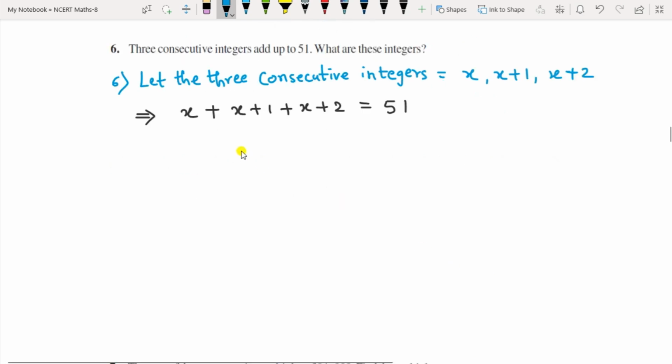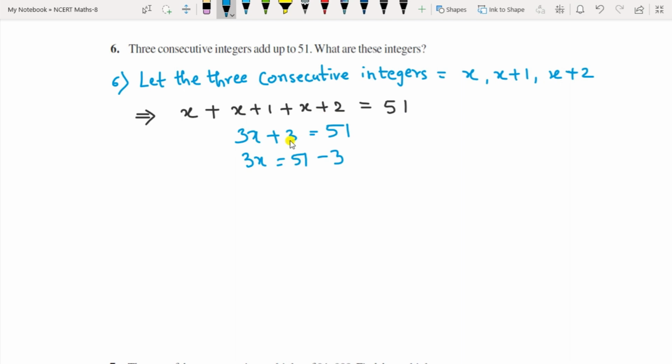Sixth question is, three consecutive integers add up to 51. What are these integers? Consecutive integers means one after the other, just one after the other. So let those unknown numbers be x, x plus 1 and x plus 2. If we add them, they total up to 51. So now solve this. Now you can see there are 3x here. So 3x and the non-x terms as 1 and 2, that counts up to be 3, equal to 51.